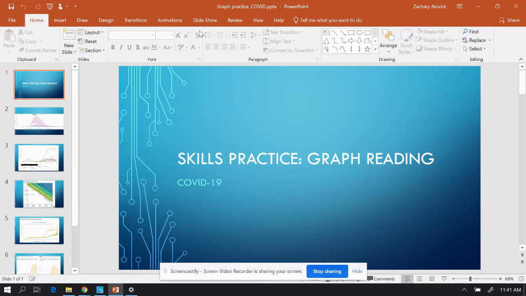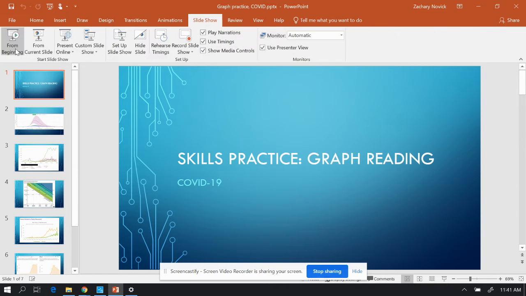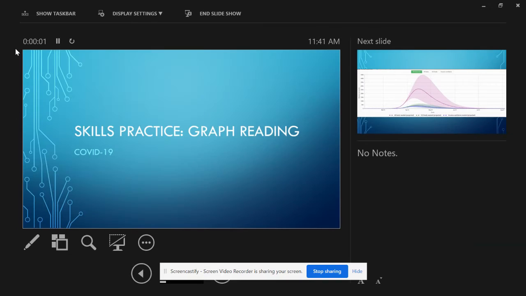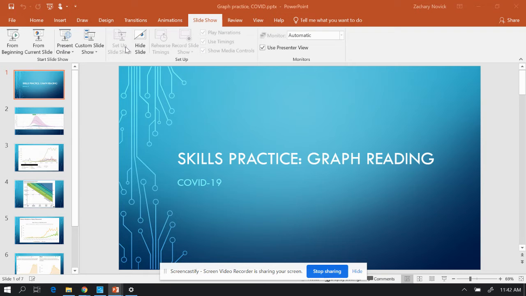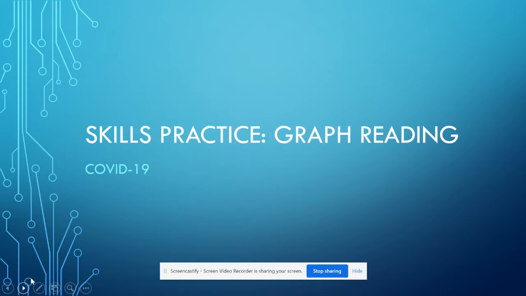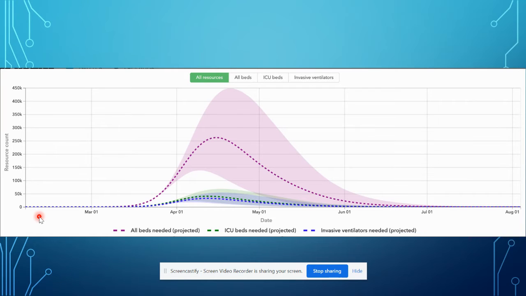Here we are. Skills practice, graph reading, COVID-19. All right, so, get my laser pointer ready. What up, laser pointer? All right, here is our first graph.